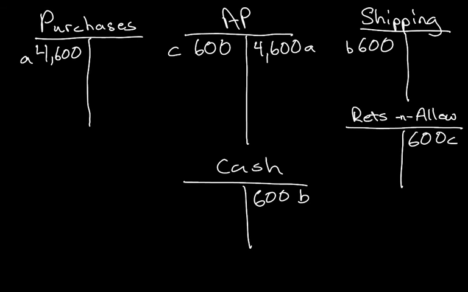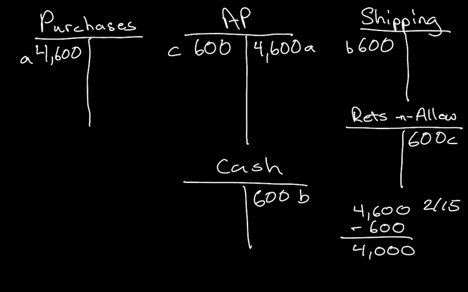So, let's go back to April 2nd. They bought the material on credit for $4,600. However, on April 4th, they returned $600 worth of material because they found it defective. So they're paying for $4,000 worth of material. However, they had credit terms of 2/15, and they met those credit terms. So if we multiply this by 2%, you get $80.